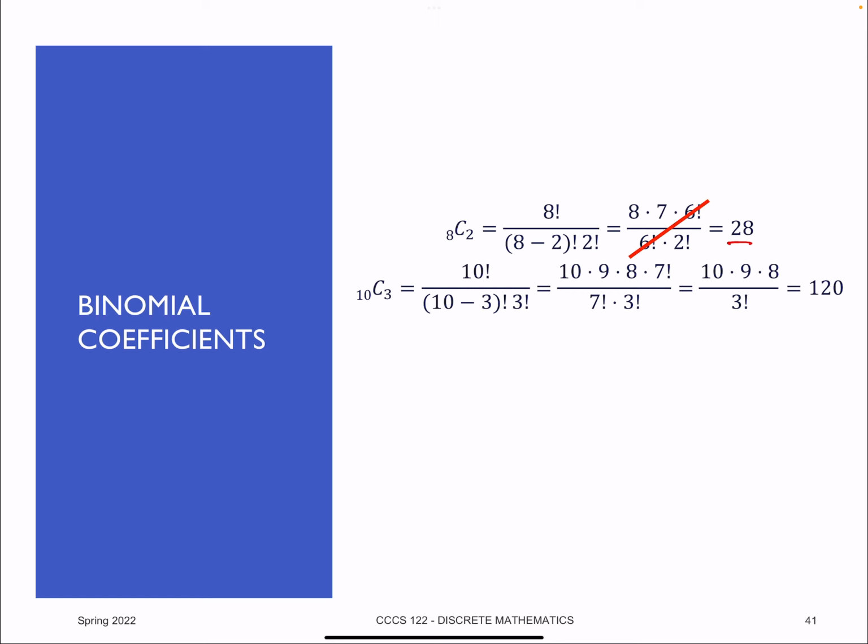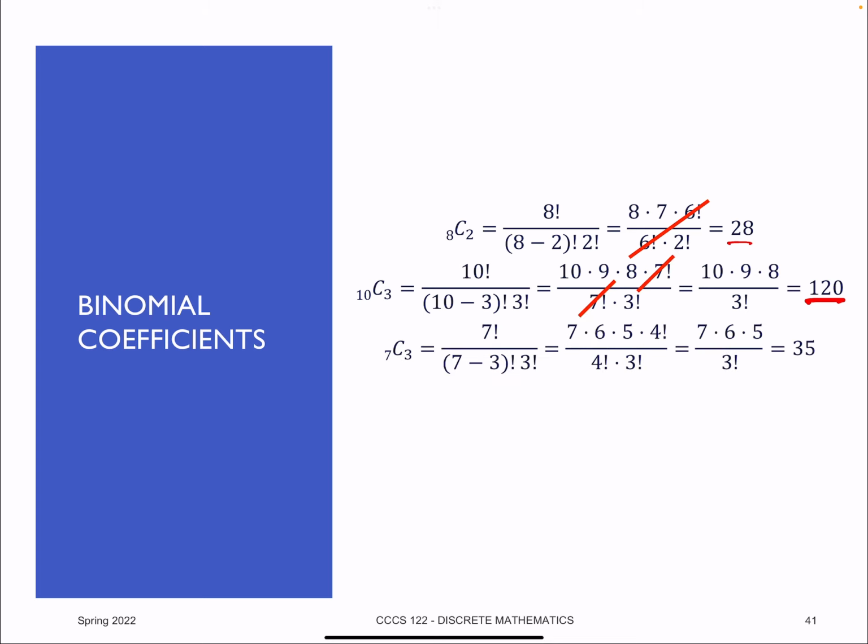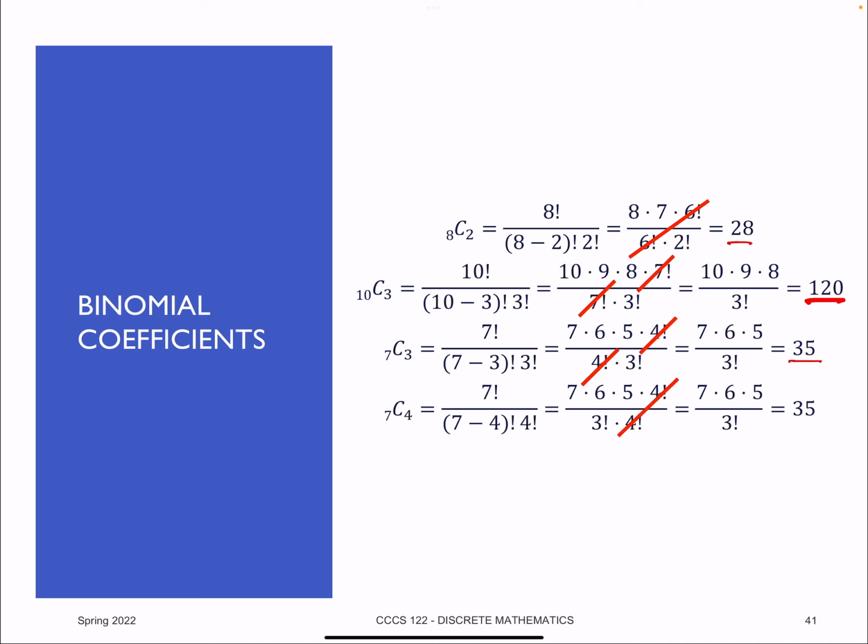10C3. 10 factorial over 10 minus 3 factorial times 3 factorial. You can simplify that, evaluate that to 120. 7C3. 7 factorial over 7 minus 3 factorial and 3 factorial. Some of these terms will cancel out and evaluate to 35. 7C4. Terms cancel out and this evaluates to 35.